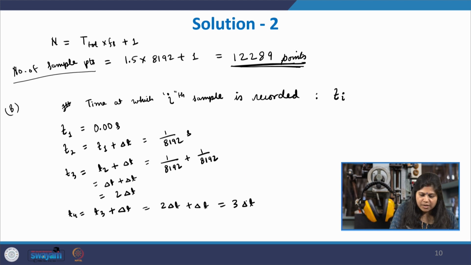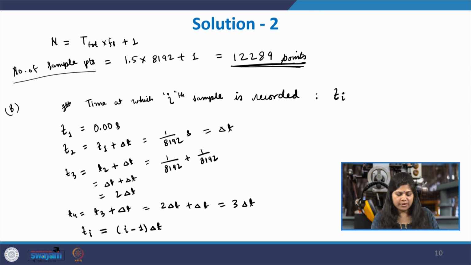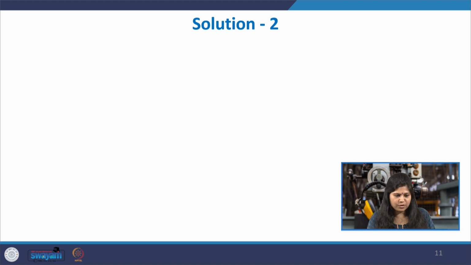So, T1 is recorded at 0, T2 at del t, T3 at twice del t, T4 at 3 times del t, which means that for any ith recording, a generic observation is that the ith sample gets recorded at (i minus 1) del t. So, you have to find out the time at which the 500th sample is recorded.